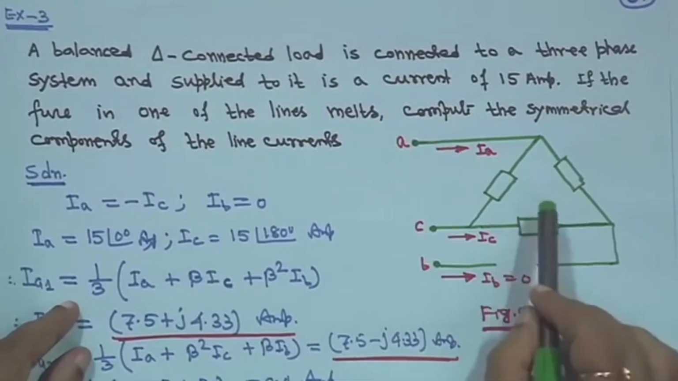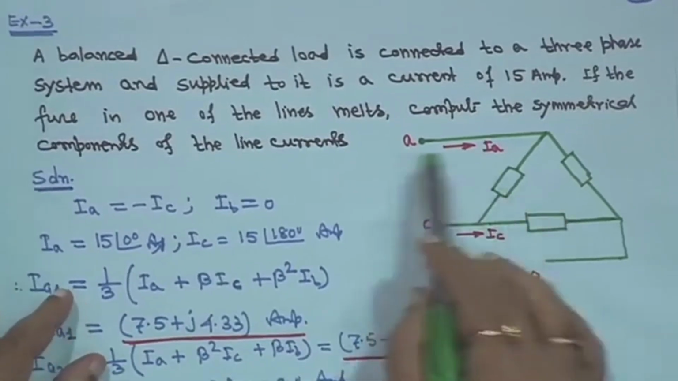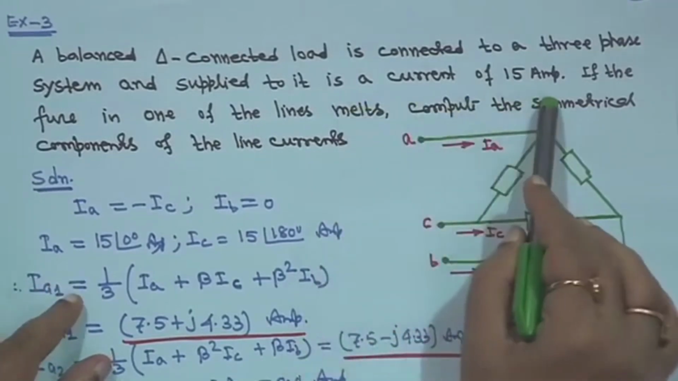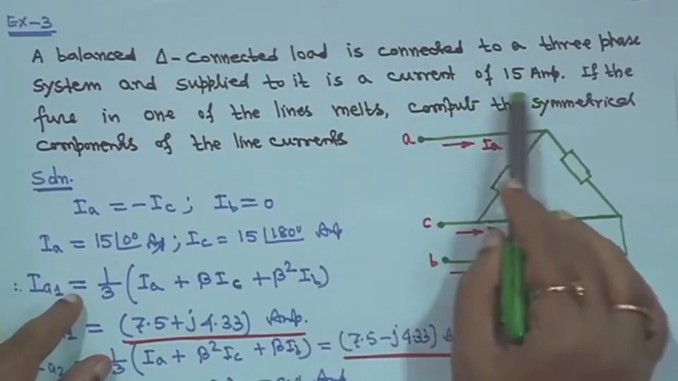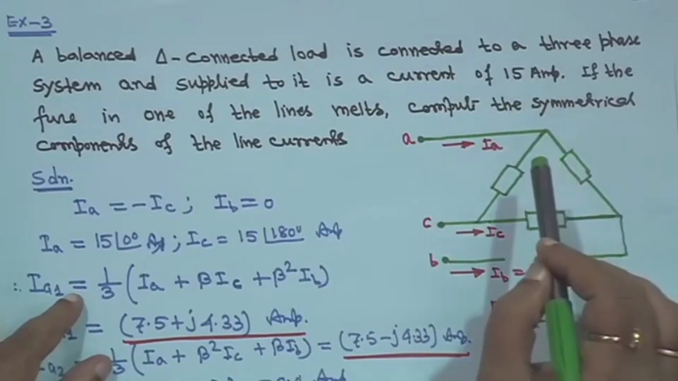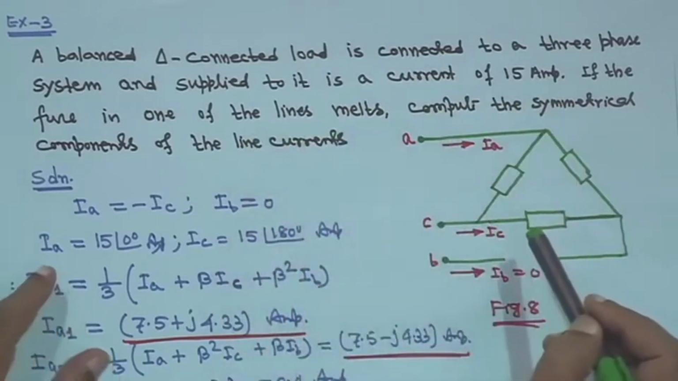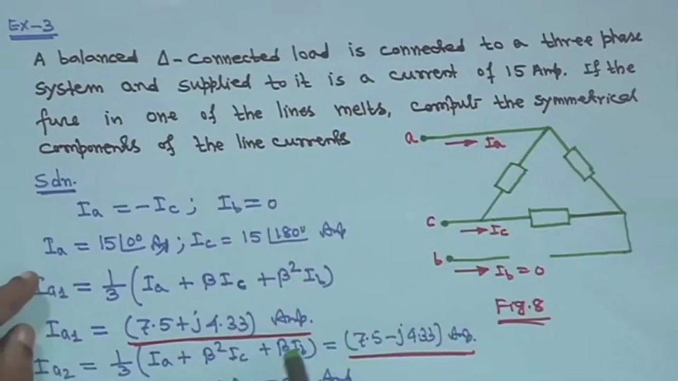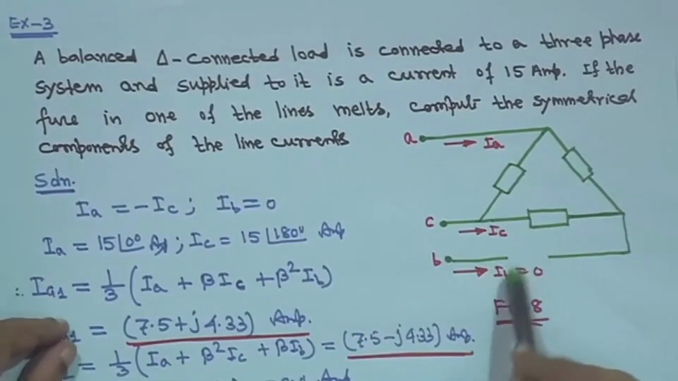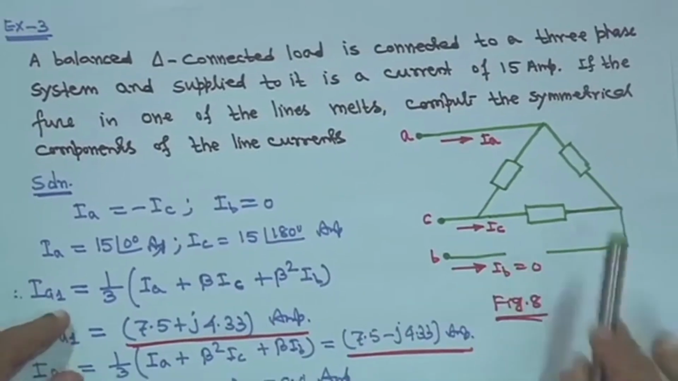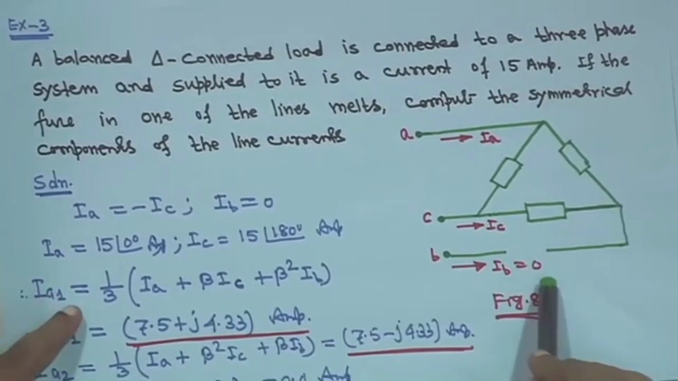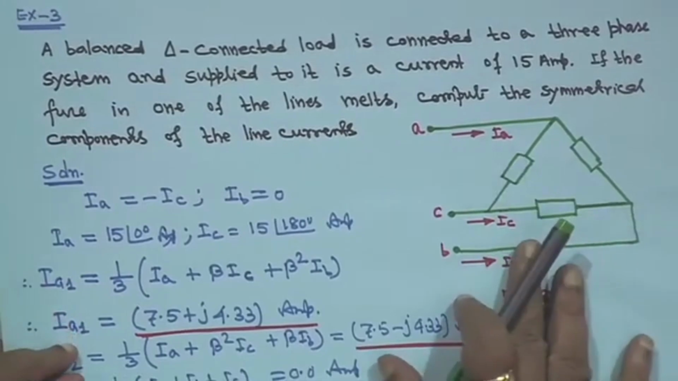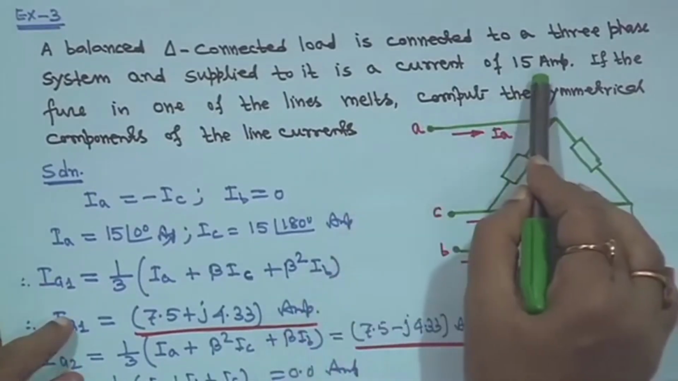For example, you have a delta connected load and a 3 phase supply ABC, supplying a current of 15 ampere. But if the fuse in one of the lines melts, then compute the symmetrical components of the current. One of the lines is cut, the fuse melts, that means it is gone, so IB will become 0. But the current is given, just mention 15 ampere.